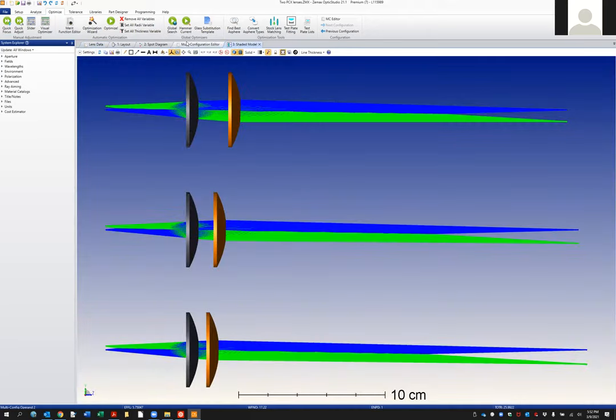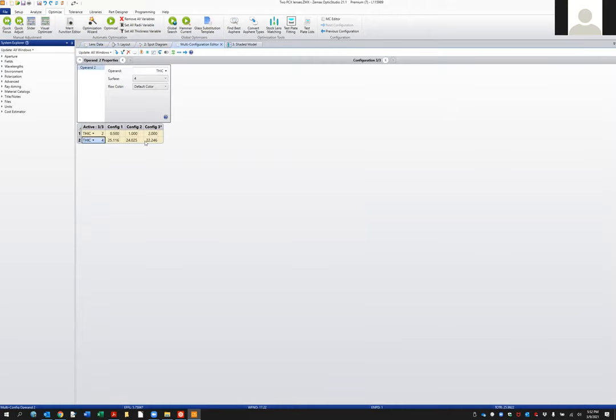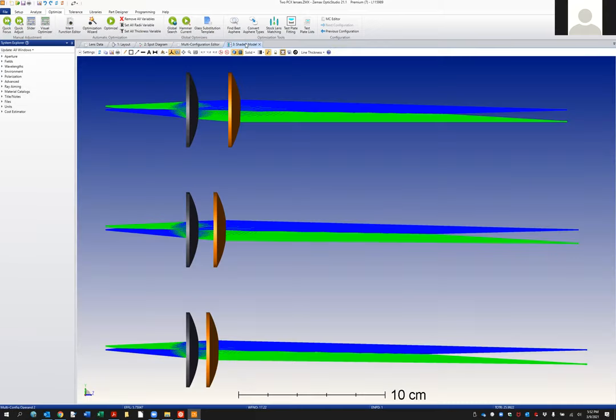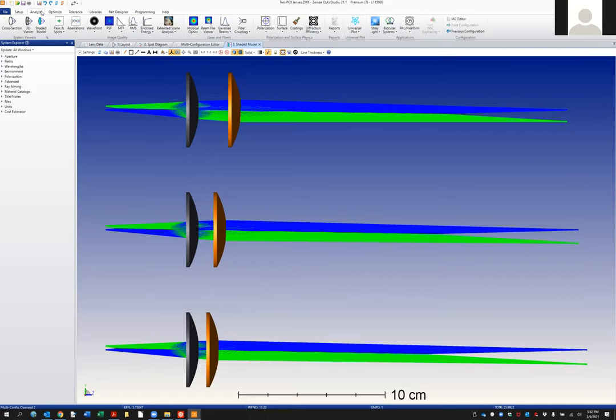And sure enough, when we go to our multi-configuration editor, we see 3 different thicknesses for layer 2 and 3 different thicknesses for layer 4. And we see that in all 4 cases, the blue is, well, maybe not a great focus, but it's about as focused as it's going to be.